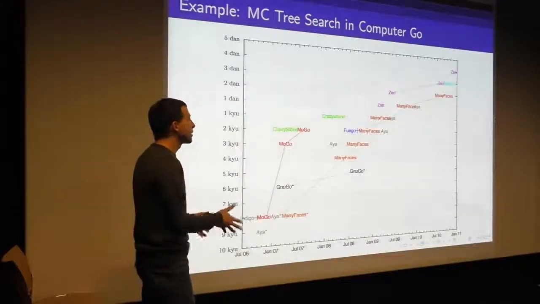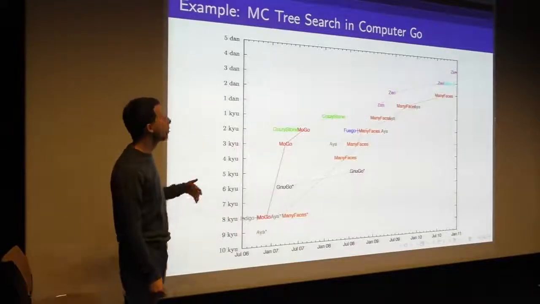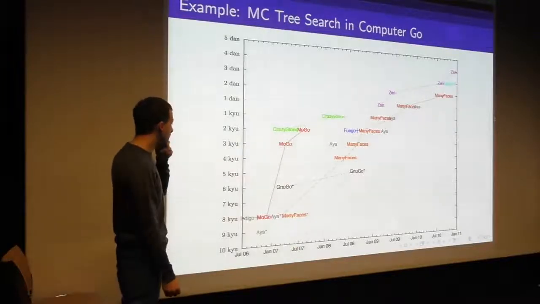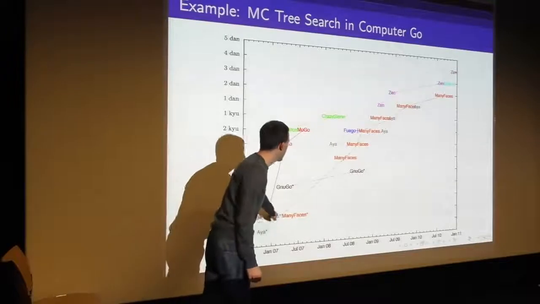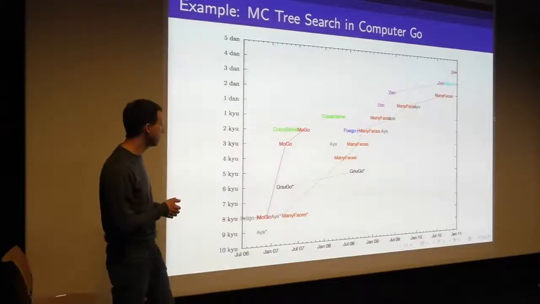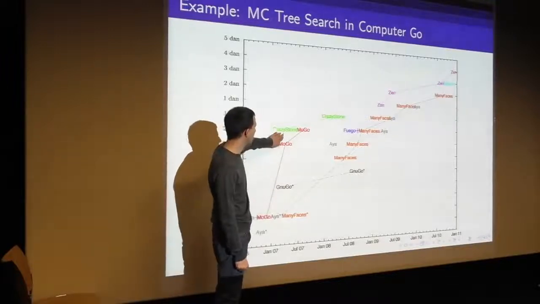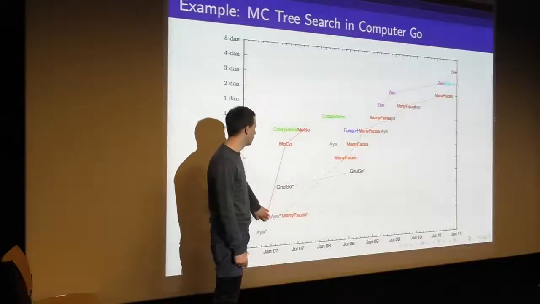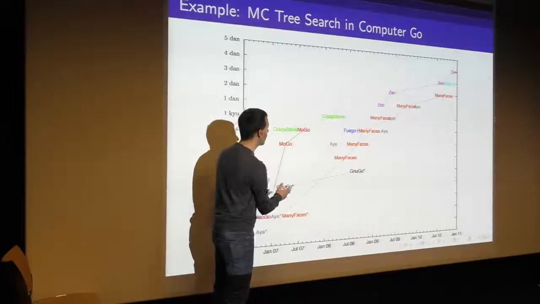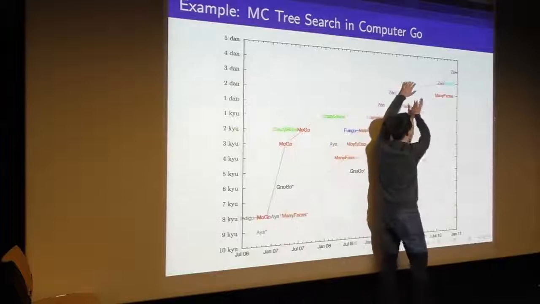Just to go back to the Go example, how does this work? This is a plot of how strong Go programs have become over time. And what we see is that these asterisk programs down here were the state of the art before these Monte Carlo search algorithms came around. Then the first Monte Carlo search programs, Mogo and Crazy Stone, came along and made big leaps forward in performance that very quickly overtook. And there's been this steady progress. All of these programs are Monte Carlo programs.